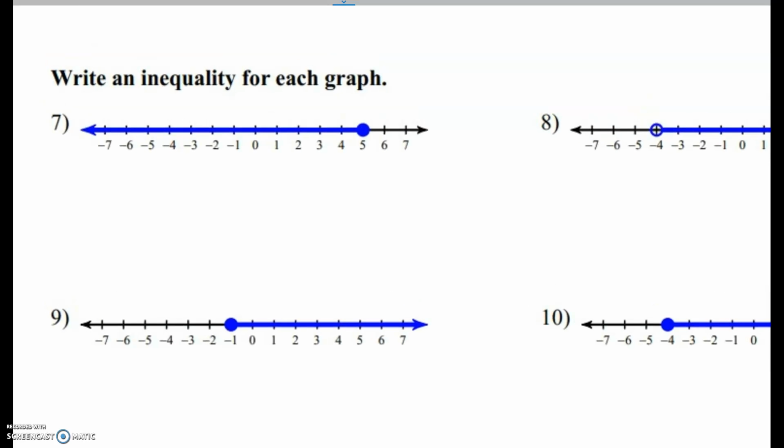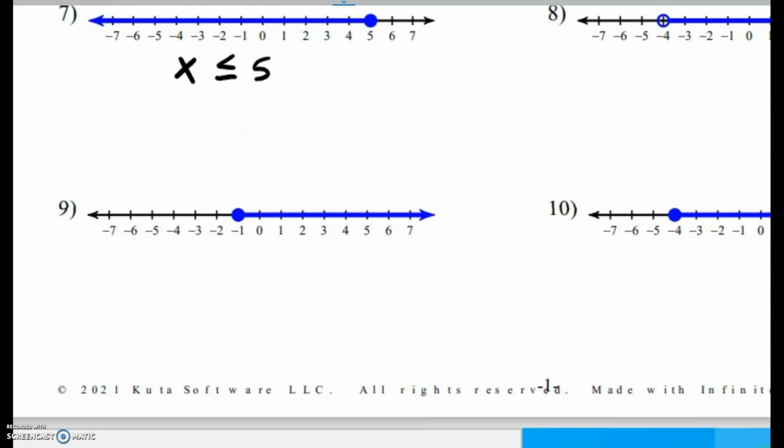Okay, so I'm going to write an inequality. I'm going to use a variable. I'm going to pick x. So x is less than or equal to 5. All right, let's try number 9.